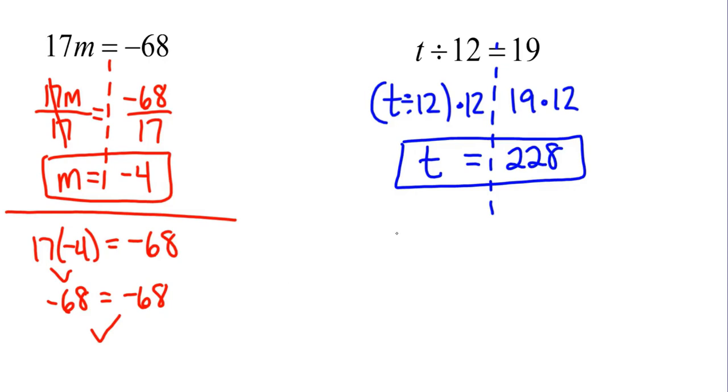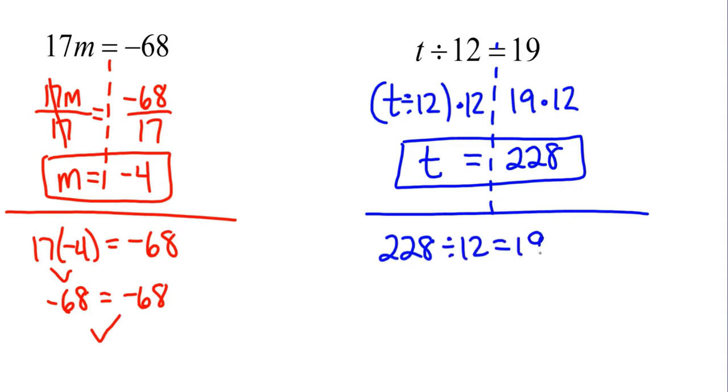T equals 228. And again, as always, a quick check. 228 divided by 12 equals 19. 228 divided by 12 is 19. So 19 is still equal to 19. That checks out. My solution is correct. So, solving one-step multiplication and division equations using the opposite operation to undo what's happening to our variable.